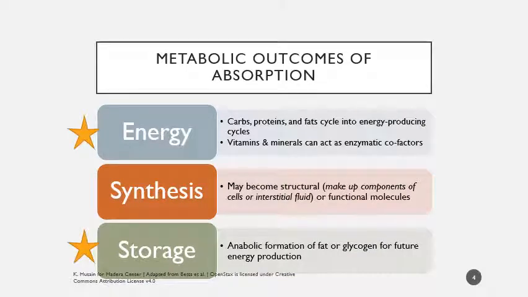Remember, when we absorb nutrients into our body, these broken down monomers get cycled into circulation, either in the circulatory system or the lymphatic system. And once they've been detoxified and processed and enter fully into circulation, there's a few different ways our body can interact with those monomers. So we can use them for energy. We can cycle carbohydrates, proteins, and fats into energy producing cycles. We can also use vitamins and minerals that we absorb as enzymatic cofactors.